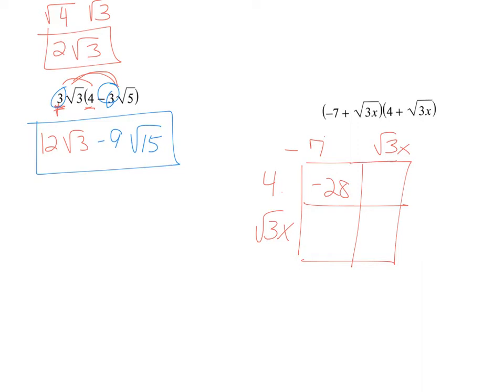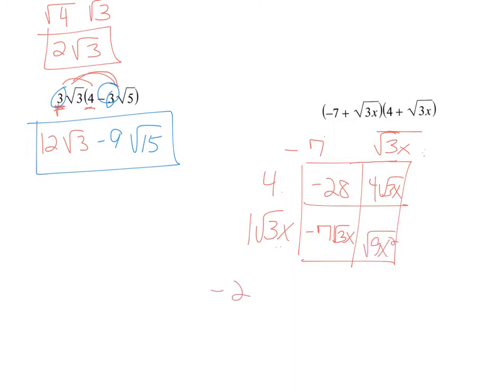Okay, 4 times radical 3x is going to get you 4 radical 3x. Negative 7 times radical 3x is a negative 7 radical 3x. Again, I'm just multiplying the coefficient, which is 1, by negative 7, and radical 3x stays the same. And then radical 3x times radical 3x gets you a radical 9x squared.